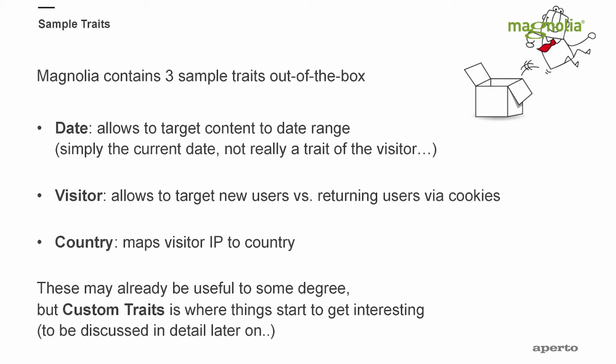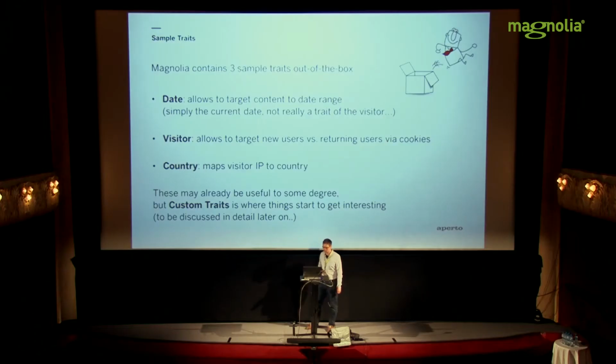I already mentioned the date trait. It's not really a trait of the visitor. It's actually the current date, but it's useful anyway. And there are 2 more. And things start to get really interesting only if you define your own custom traits, because these 3 are really just sample traits that you could use.